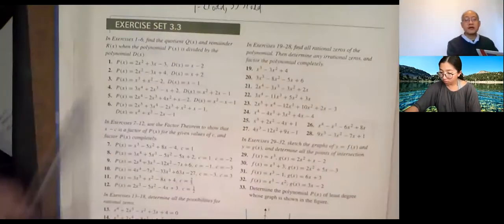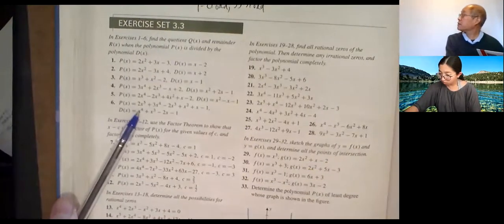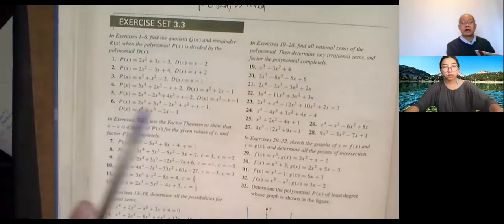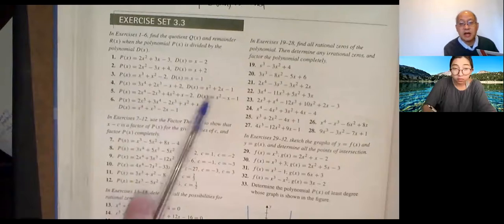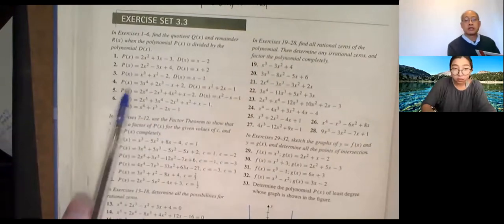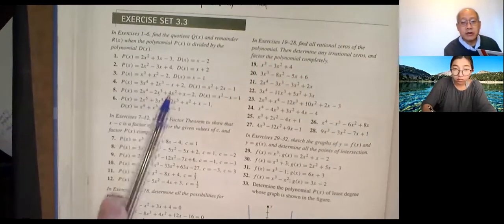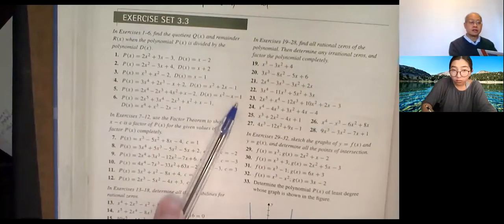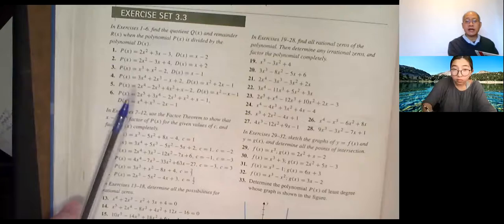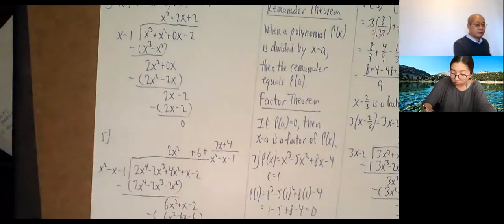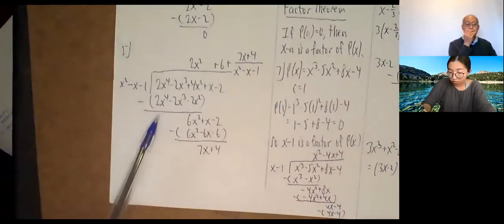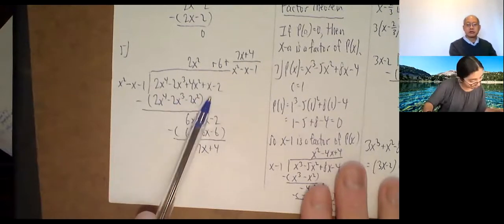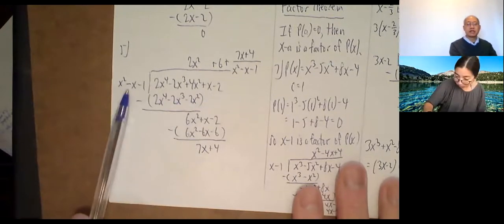Okay, then number 5, and I think maybe that'll be just about it. What time is it? Maybe 10 to. So let's stop with this. Okay, so they give me something longer here. P of x is this long thing, and D of x is this thing. So 2x to the 4th minus 2x cubed plus 4x squared plus x minus 2, divided by x squared minus x minus 1.